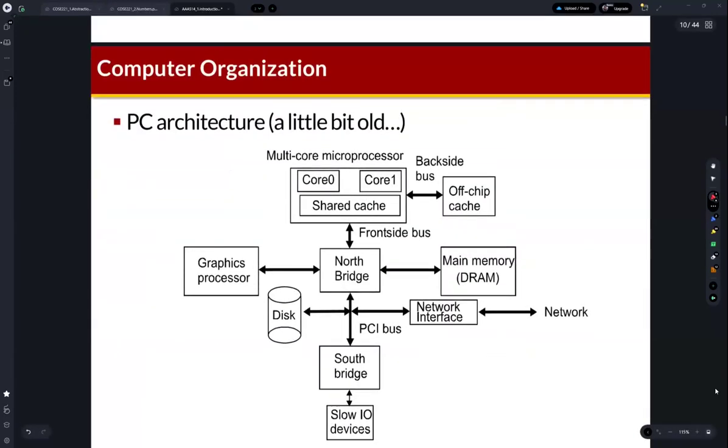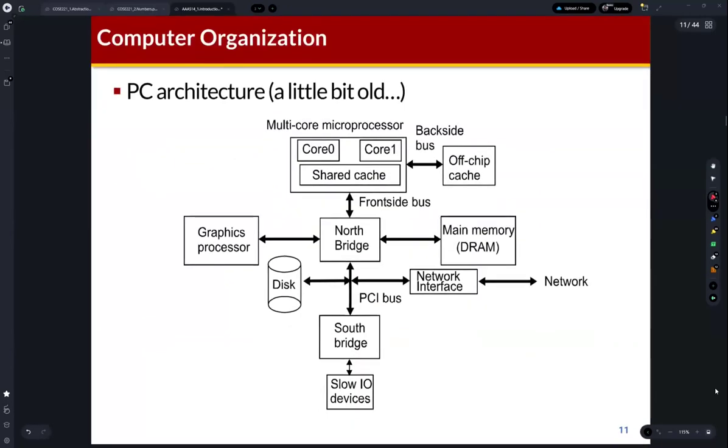Okay, so components of a computer system. This is also kind of an introductory lesson. This is the architecture of a personal computer, and I think I added this one a little bit old. This figure shows the organization of a computer system. So why is it old? What is different from the current, modern system?